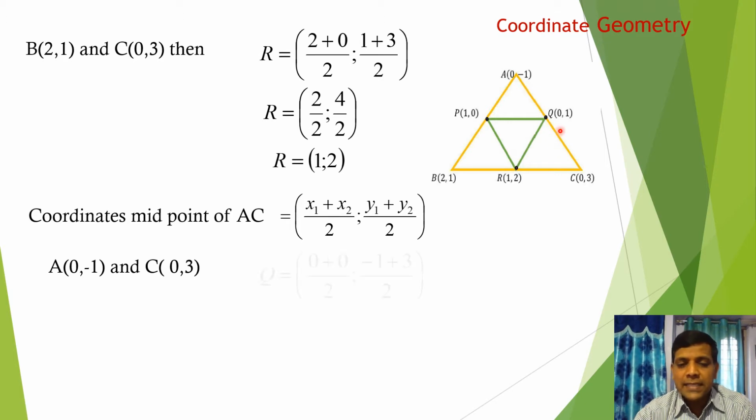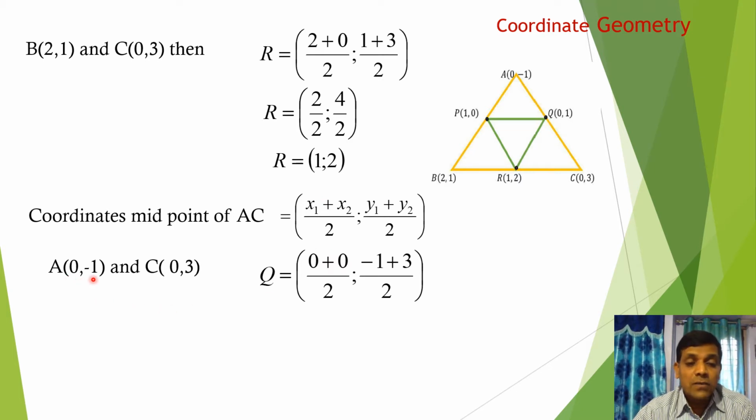Then Q is written as (x1 plus x2) by 2. So what is the value of x1? x1 equals 0, y1 equals minus 1, x2 equals 0 and y2 equals 3. So 0 plus 0 by 2, comma, minus 1 plus 3 by 2. 0 plus 0 is 0, and minus 1 plus 3 is 2, because these two have different signs, so subtraction is possible: 3 minus 1 is 2, then 2 by 2.